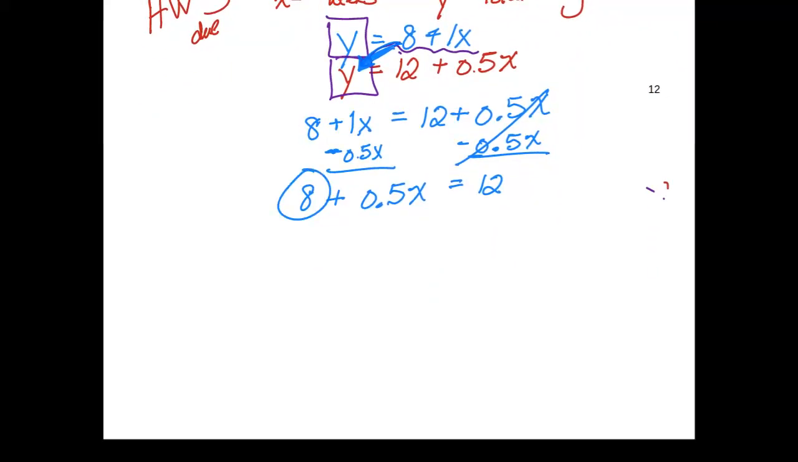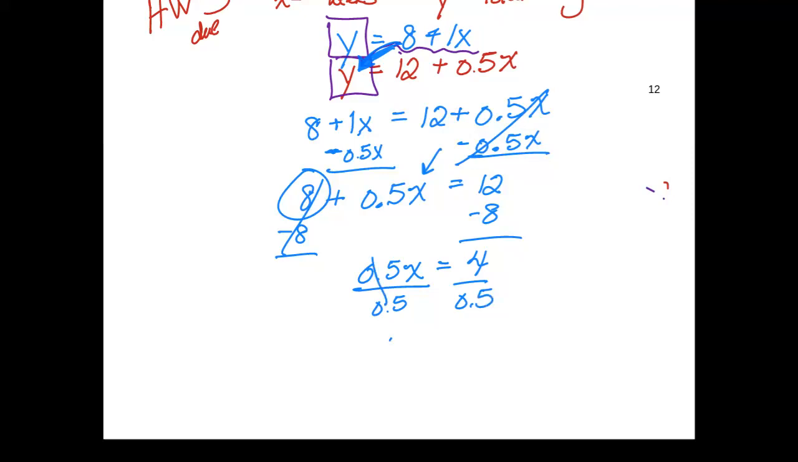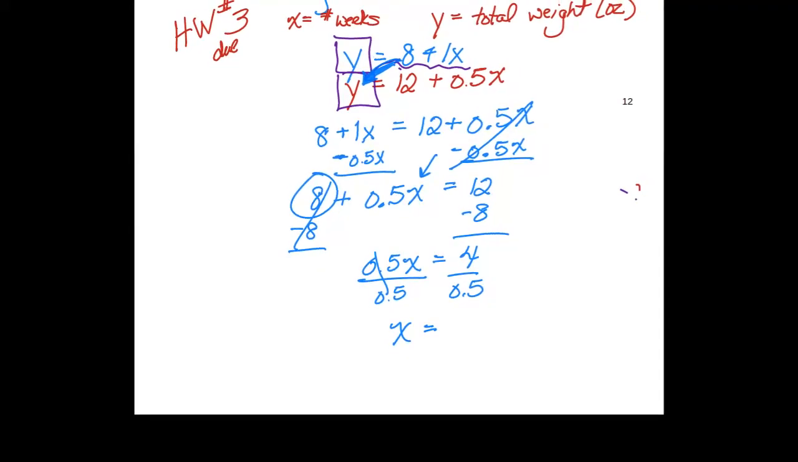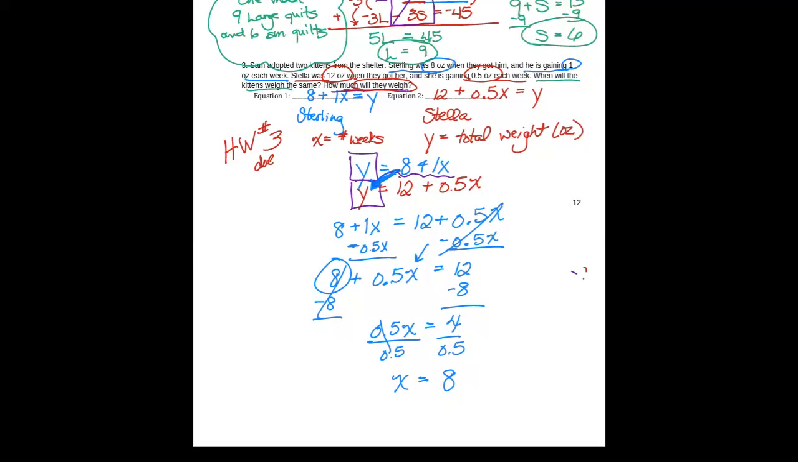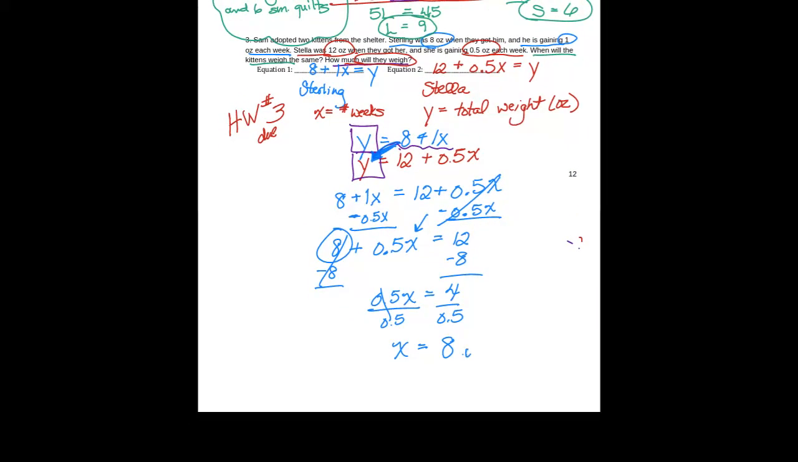I need to get rid of this 8 because I'm trying to solve for x. So subtract 8, and 0.5x is equal to 4. Divide by 0.5, and x is equal to how much? Everybody probably needs to do that one. Should be 8. Now, x is the number of weeks, so keep that in mind.